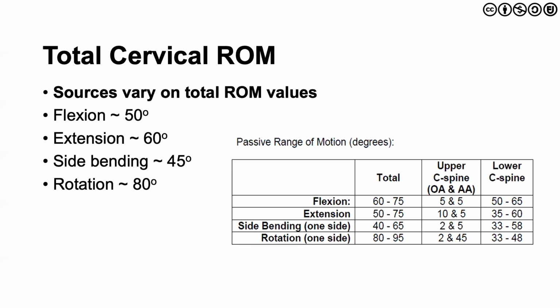Now, some sources are going to vary a little bit on range of motion values. These are rough estimates where flexion is approximately 50 degrees, extension 60. Again, you'll notice there's a range here of 60 to 75, 50 to 75, and so again, that varies. Side bending, approximately 45 degrees to either side, so total arc of motion of approximately 90. And then rotation, up to 95 degrees, but really approximately 80 degrees, so total arc of motion there about 160 degrees.